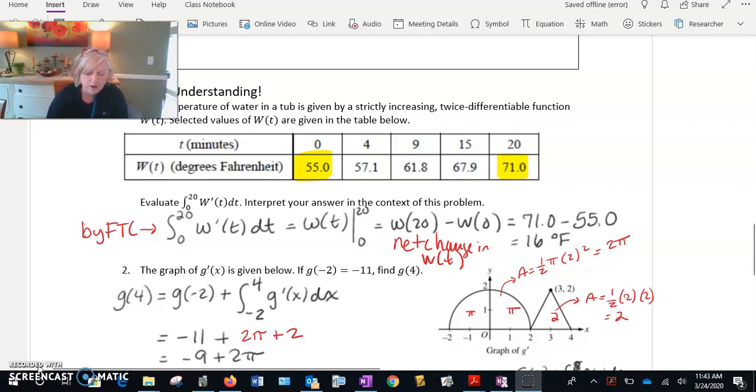So that's something you do want to watch for: if they are giving you the values of the original function in the table, but yet they are asking you for the definite integral, they're asking you for displacement on that.